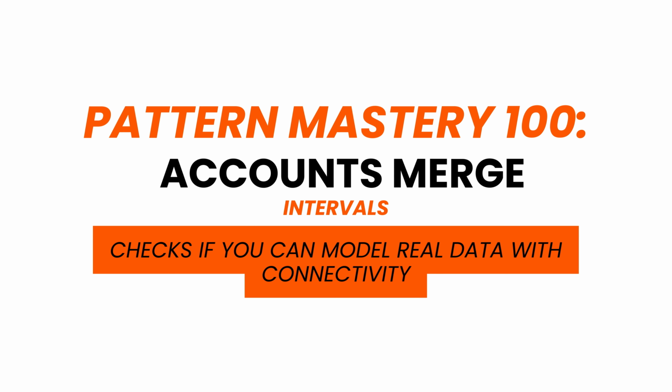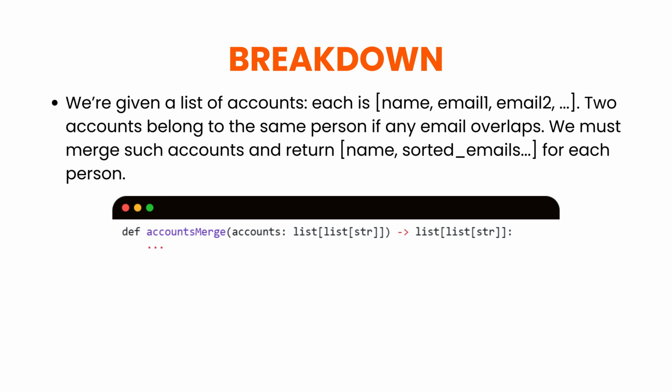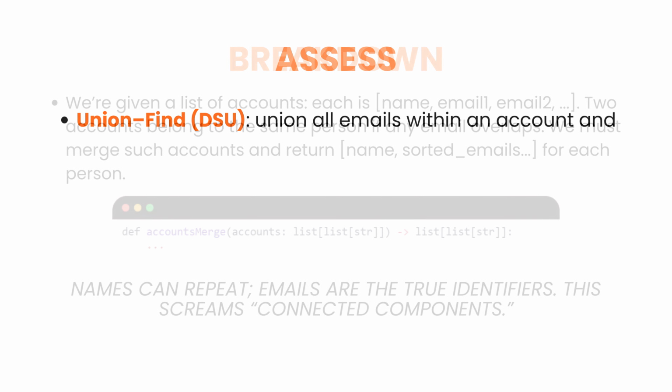Let's break this down. We're given a list of accounts. Each is name, email 1, email 2. Two accounts belong to the same person if any email overlaps. We must merge such accounts and return name, sorted_emails, for each person. Names can repeat, emails are the true identifiers. This screams connected components. Let's assess it.